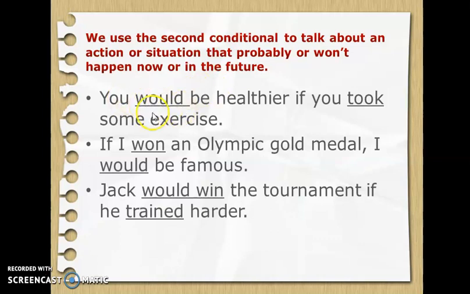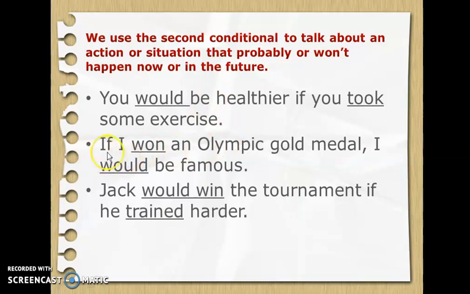For example, you will be happier if you took some exercise. Would be happier is the main clause. If you took some exercise is the if clause. In the if clause, you use past tense, took. And in the main clause, you use would plus an infinitive.